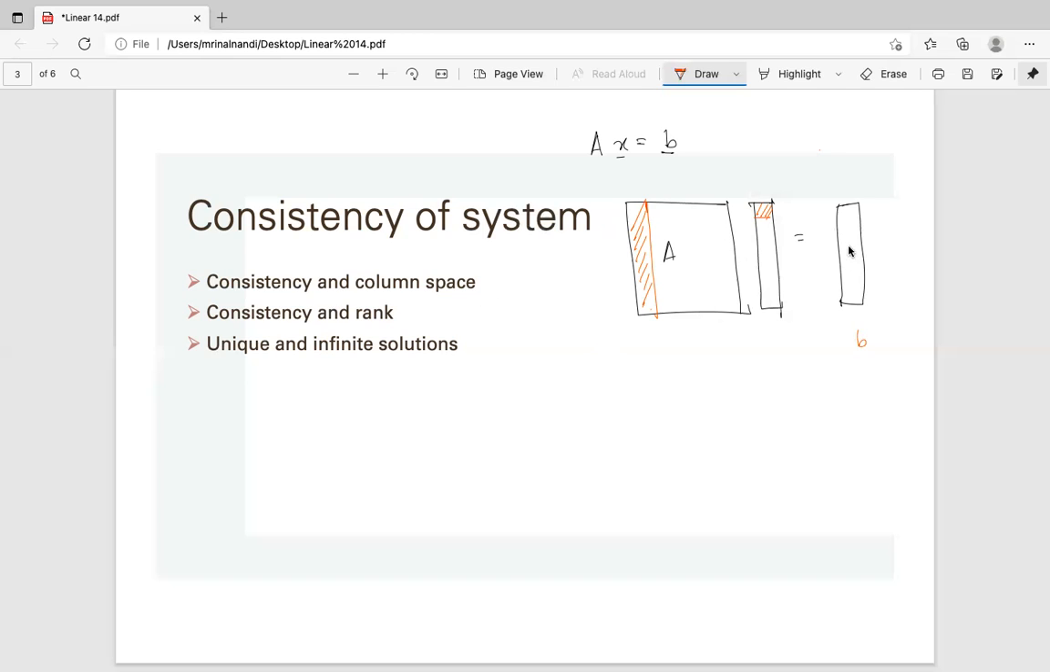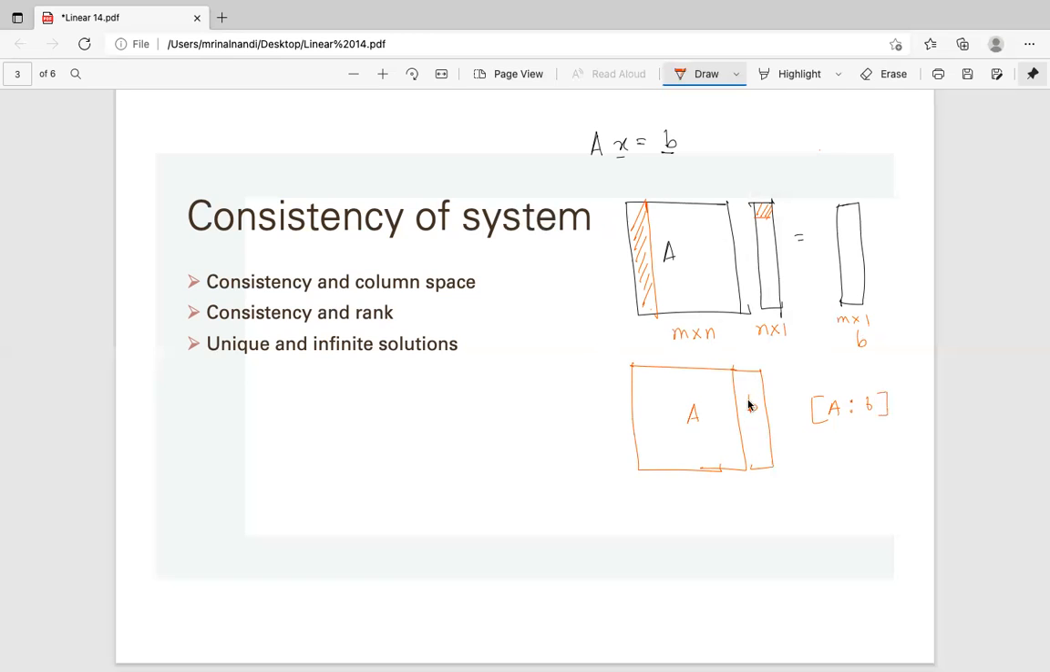So again, on consistency, it is clear that this is consistent if b is a linear combination of the columns of A. That means you just append b to A. A is m cross n, b is m cross 1, so you can append it. It's called the augmented matrix. Sometimes it is written with a partition line.